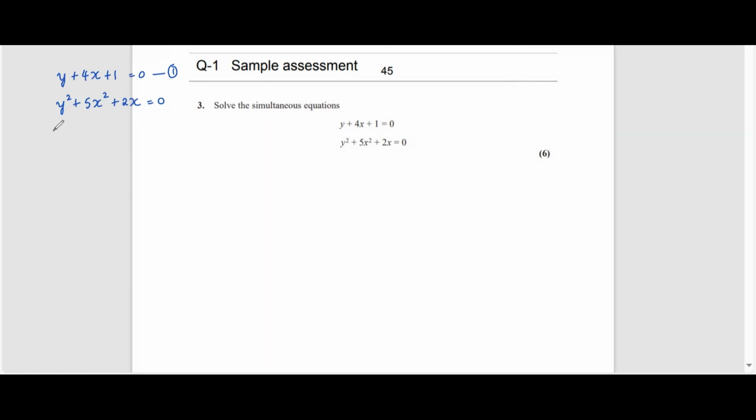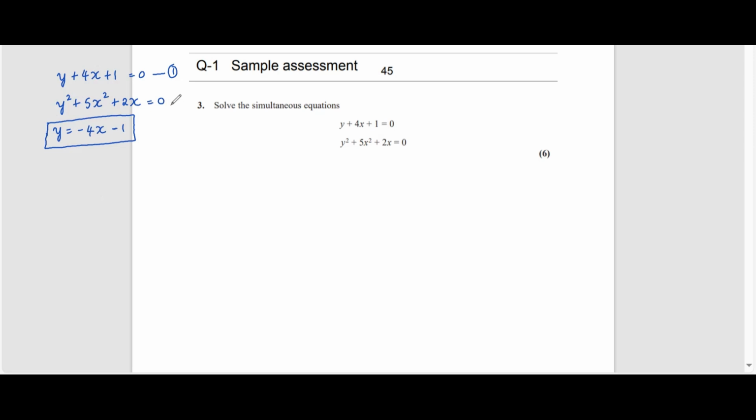When you make y the subject, positive 4x goes to the other side and becomes minus 4x. Positive 1 goes to the other side and becomes minus 1. So we have y as the subject from the first linear equation.